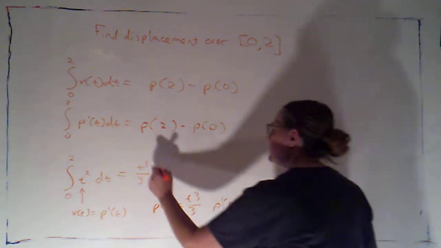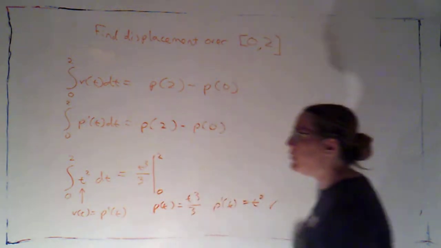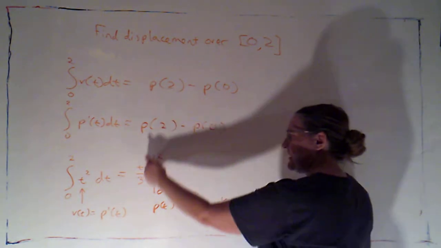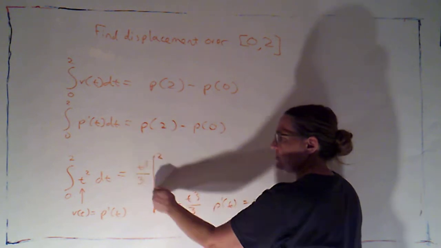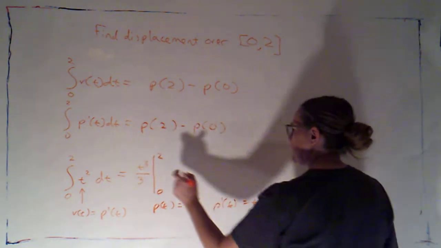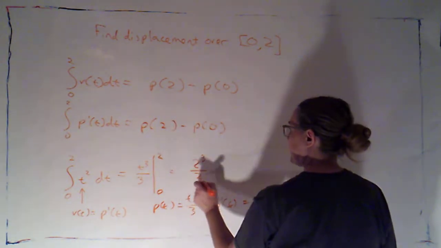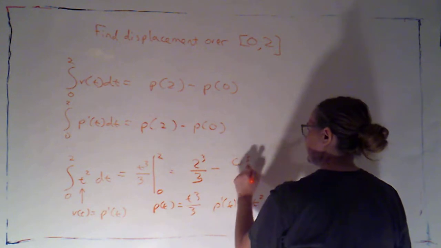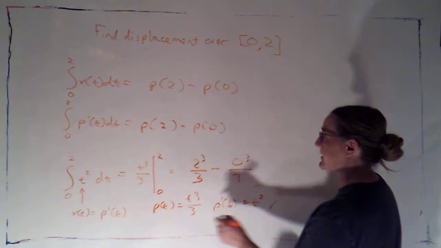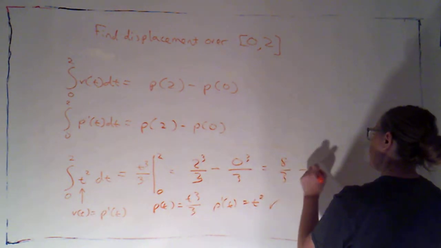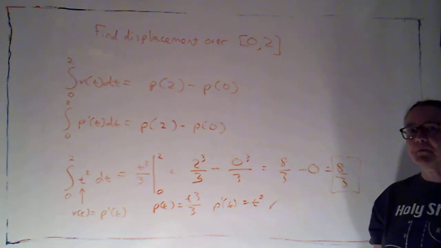Now here's a little bit of new notation, evaluated between 2 and 0. We've sometimes had an evaluation bar before, but we've usually just been putting a number down here, and that just meant evaluate this function here. When you have two numbers, that means evaluated at 2, 2 cubed over 3, minus what you get when you evaluate here. So evaluate at both places, but then subtract the results. So this would be 8/3 minus 0, which is 8/3, and that is the correct answer.